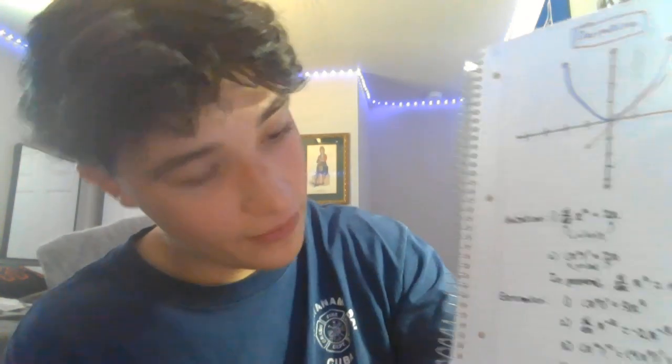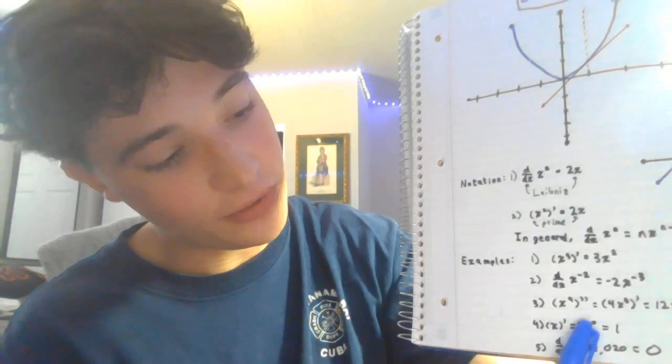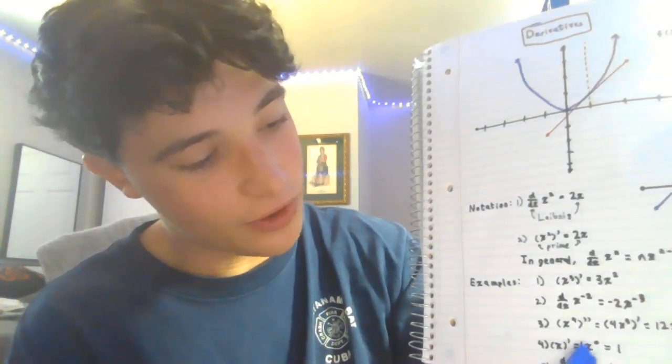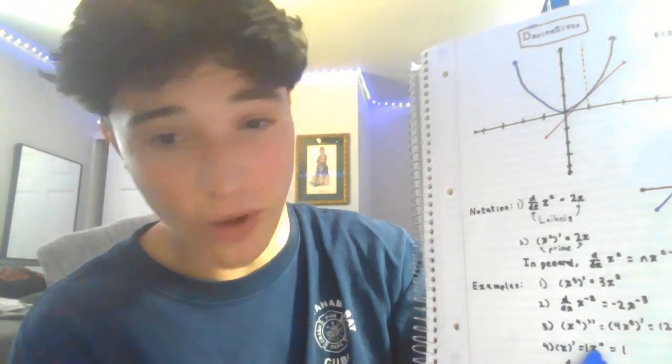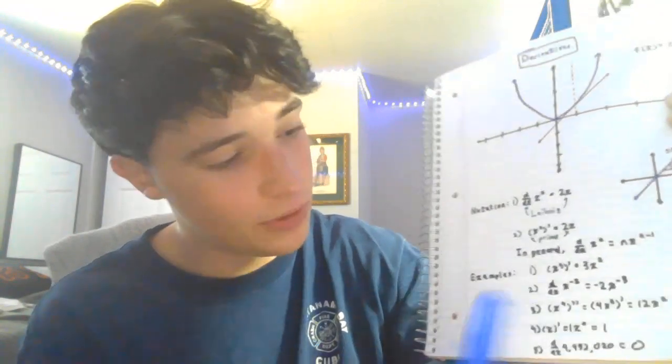Next, I have the derivative of x, just x. So you take the 1, because technically it is to the power of 1. So you take the 1, move it to the front, subtract 1. 1 minus 1 is 0. And any number to the 0 is just 1. So the answer to this is 1.